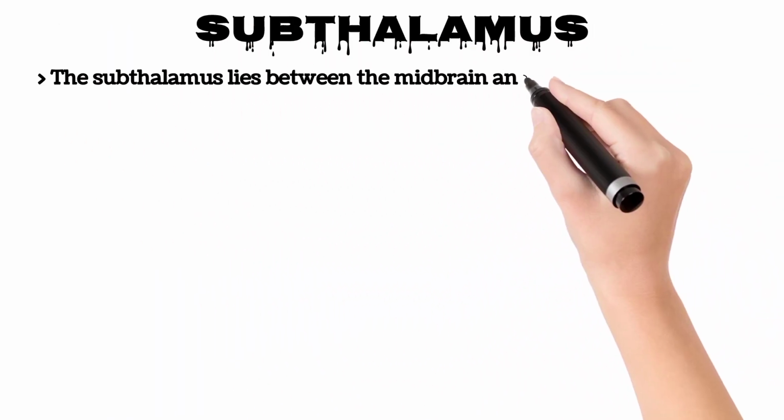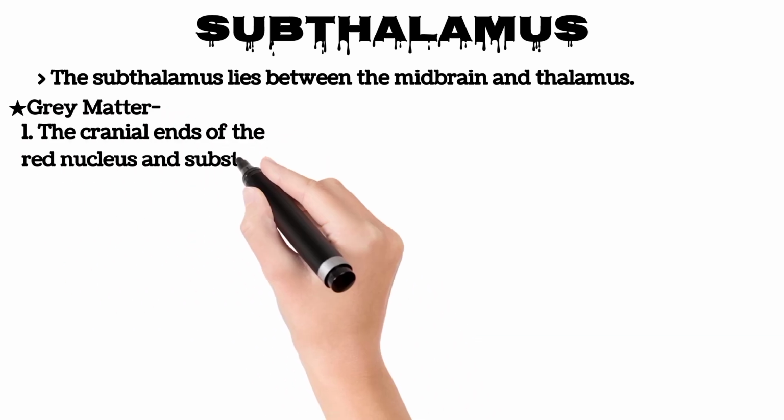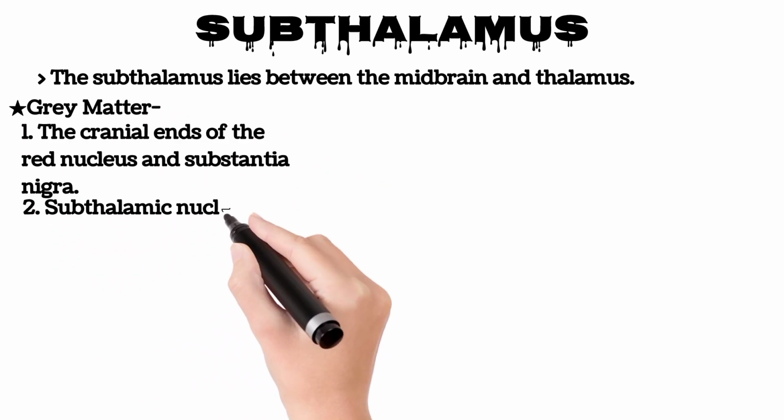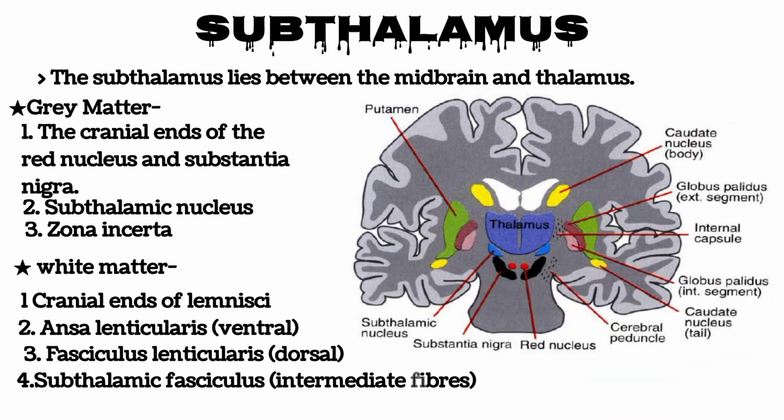Now we will learn about subthalamus. The subthalamus lies between the midbrain and thalamus. Here we can see in the figure the parts of the subthalamus.